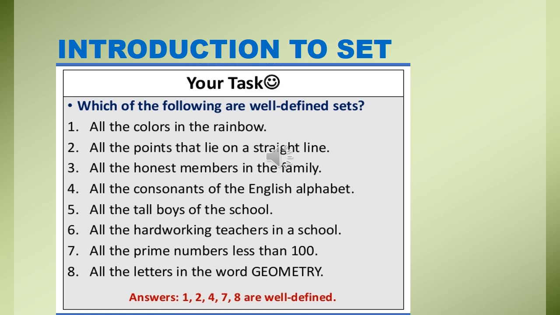And if you say all the colors in a rainbow, is this well defined? Yes, because it is clear. All of you know there are 7 colors in a rainbow, and all of you are able to write the unique value of all the members, because you know which colors are present in a rainbow. Clear? So in this question, which parts are not well defined? Parts 3, 5 and 6. These are not well defined and the remaining are well defined. Clear?